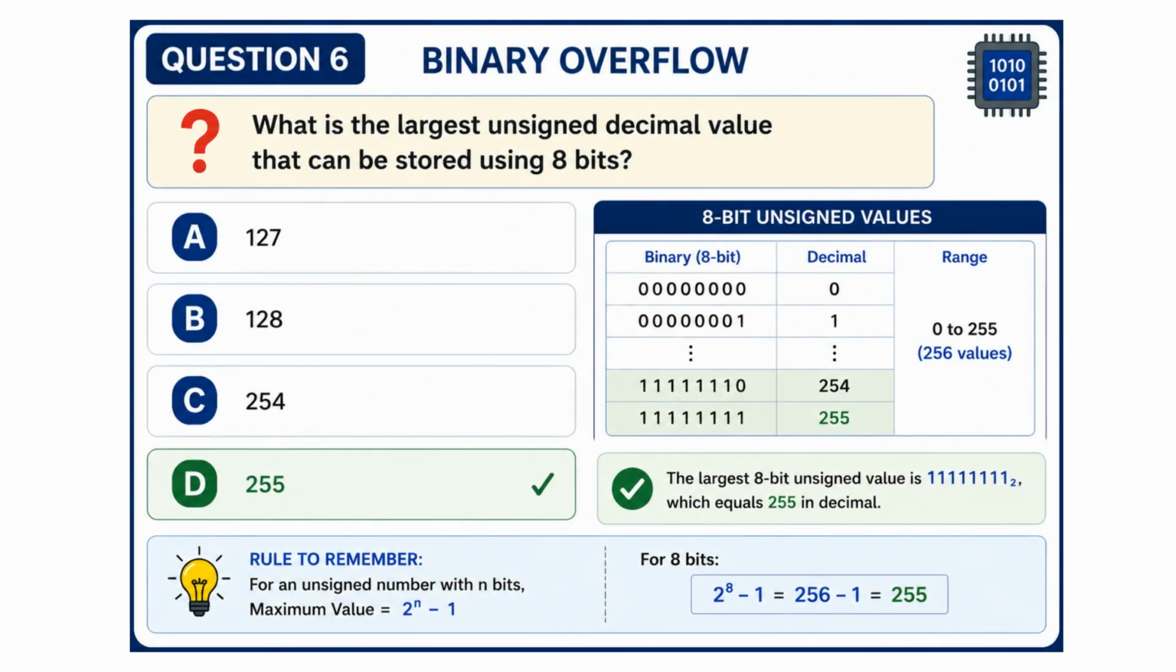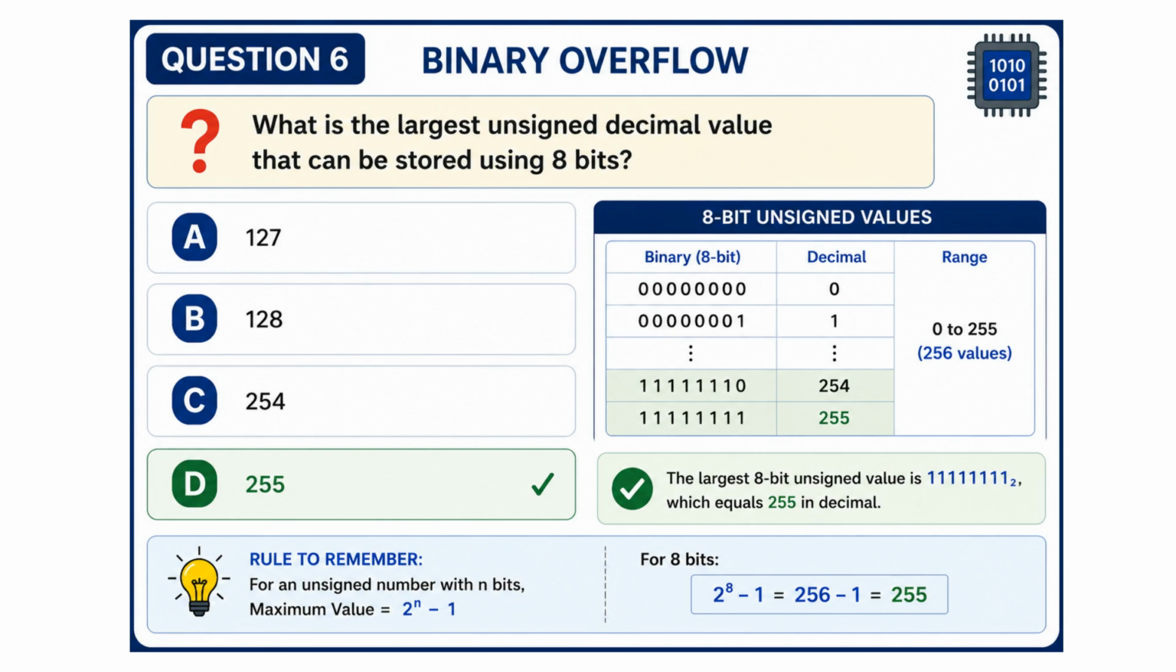What is the largest unsigned decimal value that can be stored using 8 bits? To find the answer, remember that 8 bits can create 256 different binary patterns. Those values begin with 00000000, which represents 0, and they end with 11111111, which represents 255. So an 8-bit unsigned register can store values from 0 to 255.